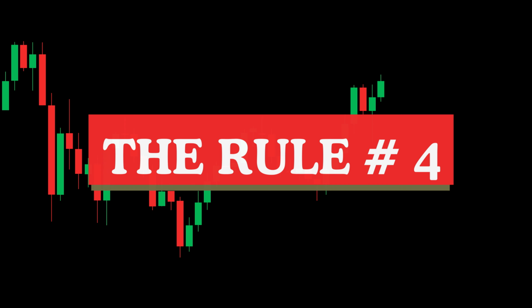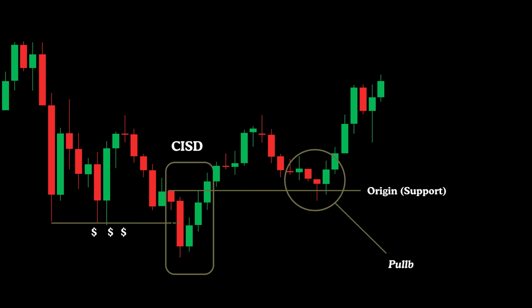Rule number 4. Break and retest of the origin point. Once the price breaks the origin level, it's important to observe the retest. This pullback validates that the previous level has officially flipped, acting as resistance in a bearish setup or support in a bullish one. Entering a position on this retest enhances your risk-to-reward ratio and confirms the legitimacy of the reversal.